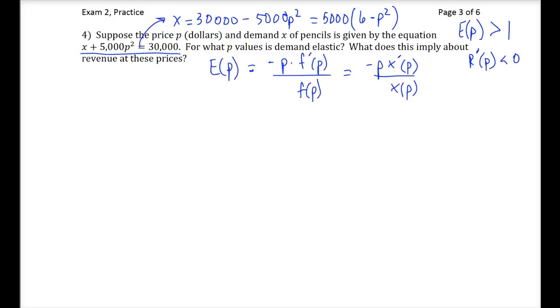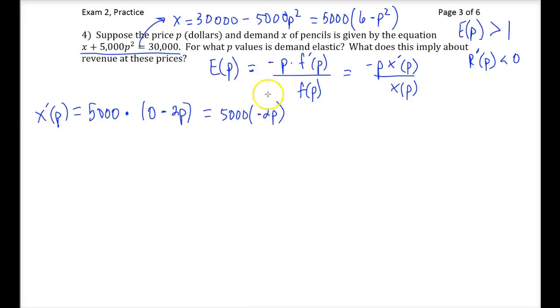So now we just need to find out what values of P actually satisfy this. The first thing we want to do is find the derivative of X in terms of P. So let's go ahead and find that. If we take the derivative of 5,000 times (6 minus P squared), 5,000 is constant, so we ignore that. That'll be multiplied by 0 because the derivative of 6 is 0. The derivative of P squared is just 2P. So we will have 5,000 times a negative 2P.